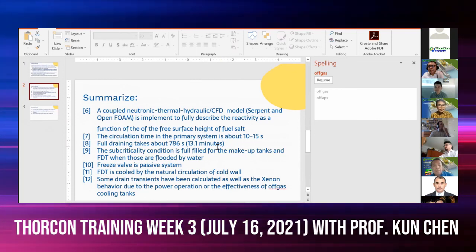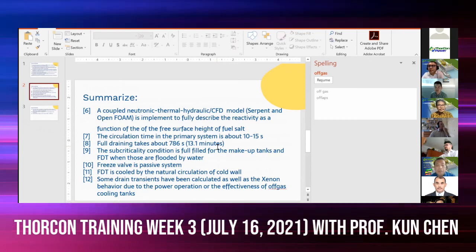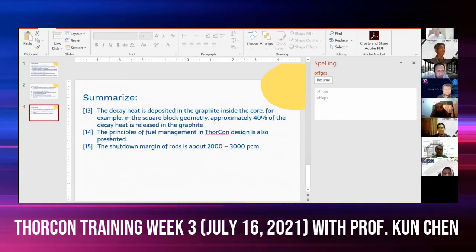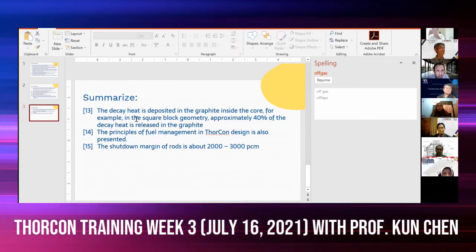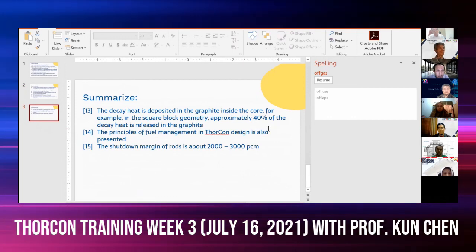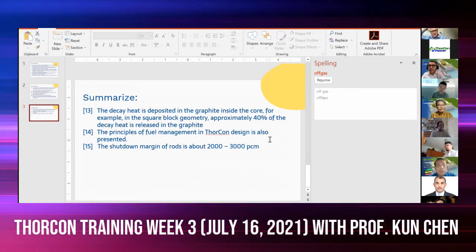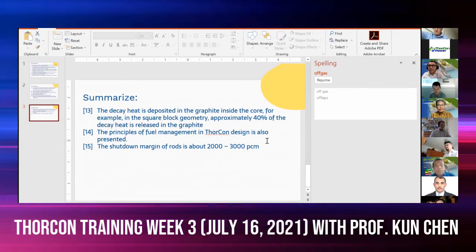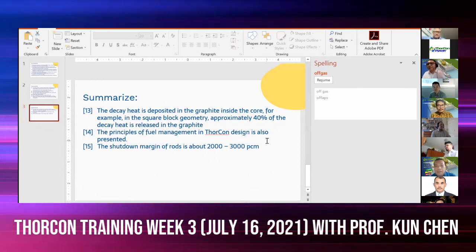Some drain tanks have been calculated as well as the xenon behavior due to the power operation or the effectiveness of gas cooling tanks. And number 13, the decay heat is deposited in the graphite inside the core. For example, in the square block geometry, approximately 40% of the decay heat is released in the graphite. The principle of fuel management in the ThorCon design is also presented, and the shutdown margin of the rods is about 2,000 to 3,000 pcm. Okay, that is the summary from me.